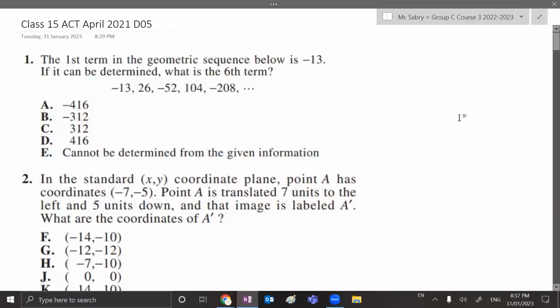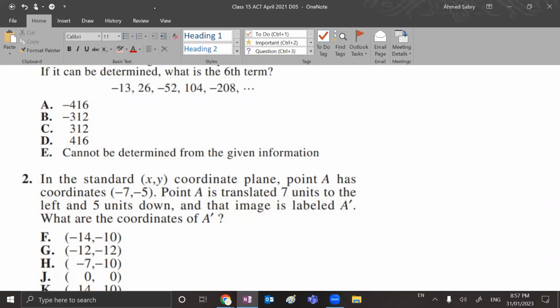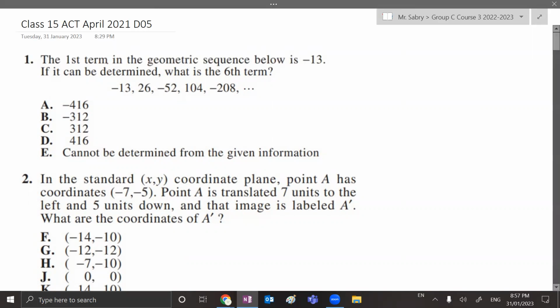Starting with number 1. It says here the first term in the geometric sequence below is negative 13. If it can be determined, what is the sixth term? There are lots of ways to do this. The first thing is to notice what a geometric sequence is. A geometric sequence is a sequence of numbers that is created by multiplying or dividing by the same number over and over and over again.